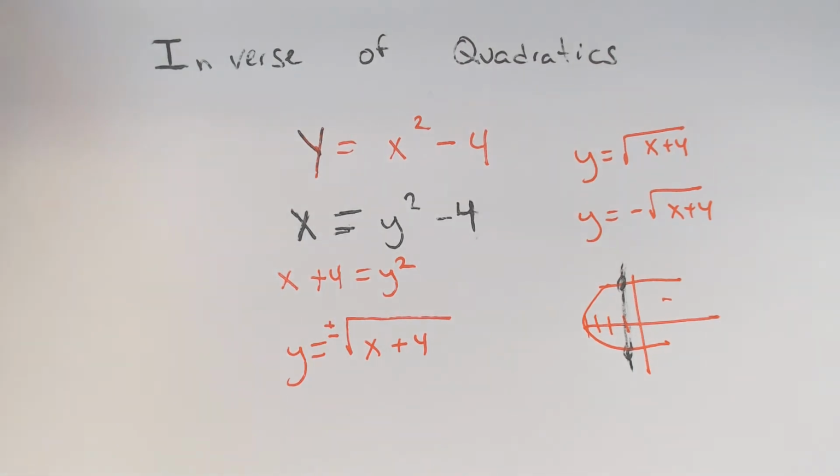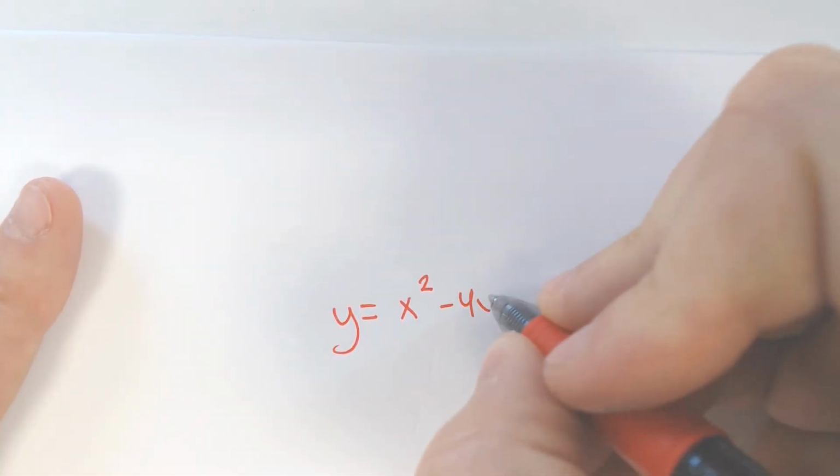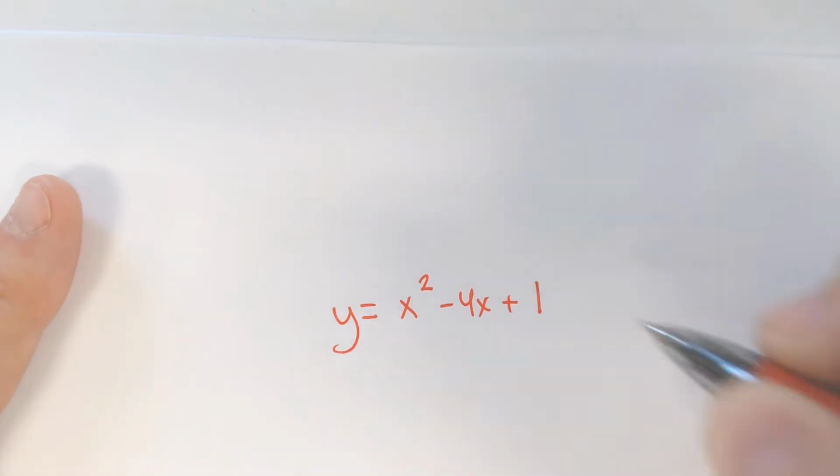All right, so that's the first one. The next one is going to be much harder. This one's going to be y equals x squared minus 4x plus 1.